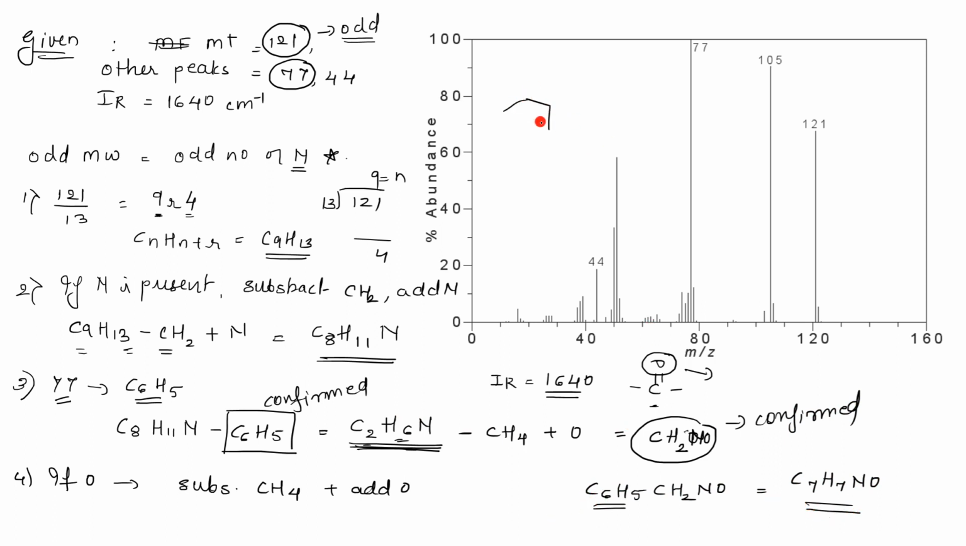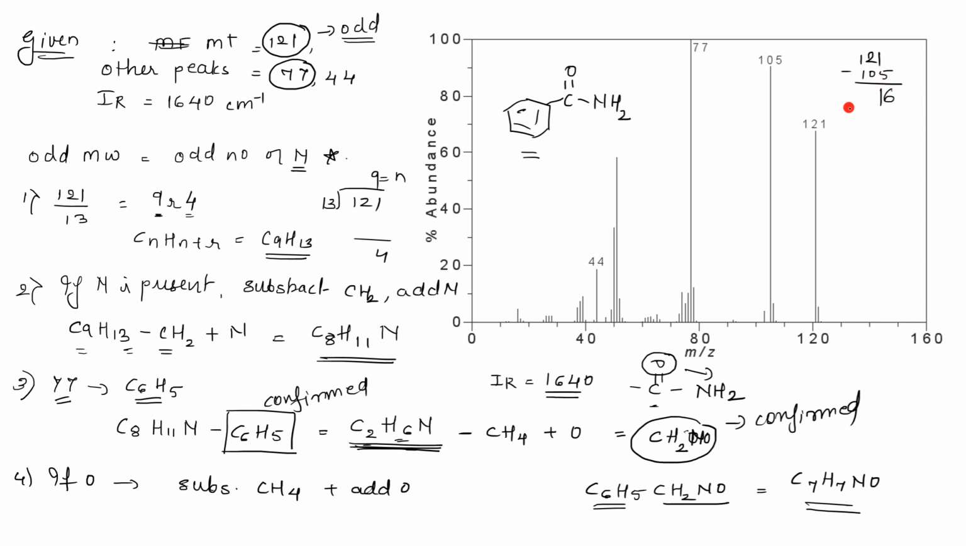Now if you really want to find the structure, we will try to write it down. C6H5 is confirmed. Now we have to arrange CH2NO. I told you that 1640 is a peak exclusively for amide. So what should the group be? C double bond O NH2. This is the group. If you want to confirm it now that you know the formula, a simple method is to just start subtracting the fragments.